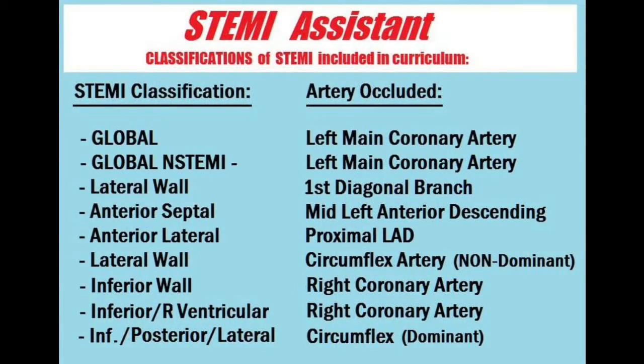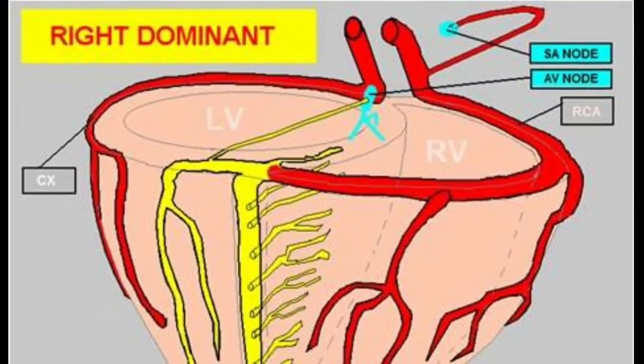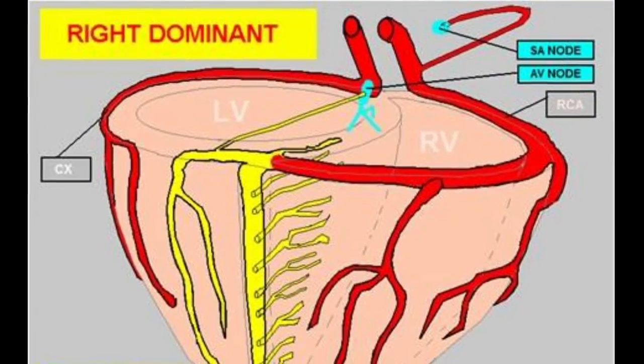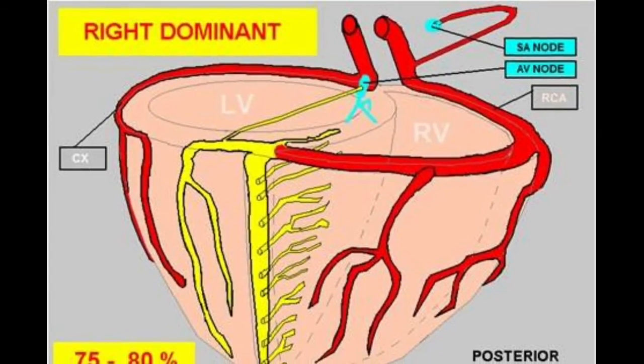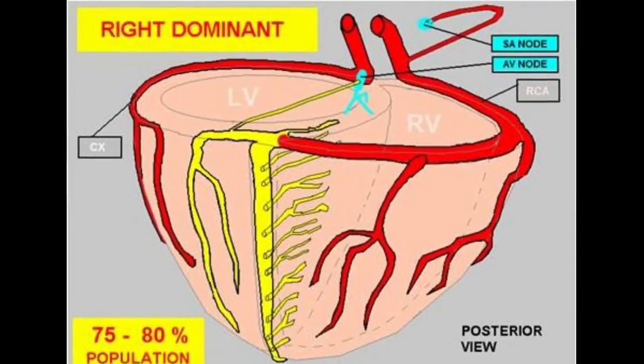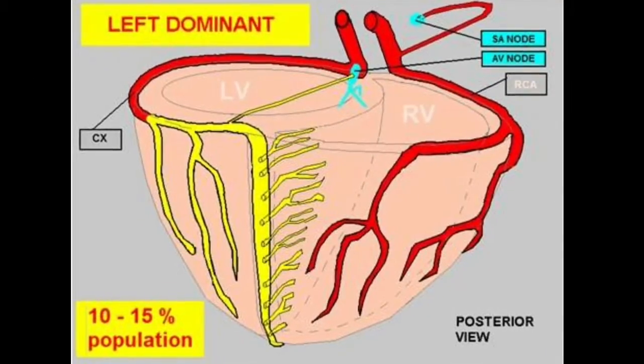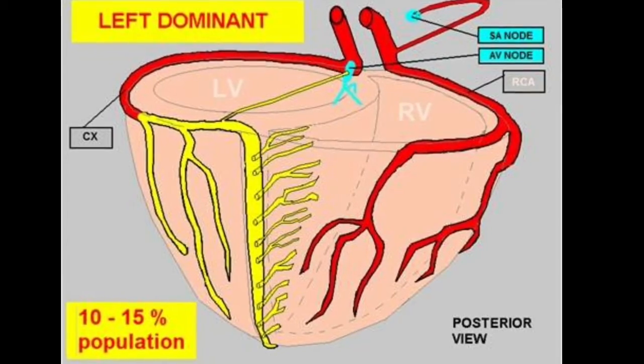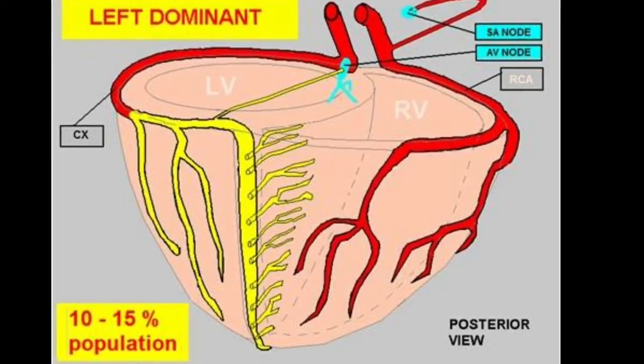STEMI Assistant presents 9 frequently seen forms of STEMI, those seen in patients with the 2 most common coronary arterial anatomic configurations. These are patients with right coronary artery dominant systems, which comprise approximately 75 to 80% of the population, and patients with left circumflex dominant systems, which account for 10 to 15% of the population.